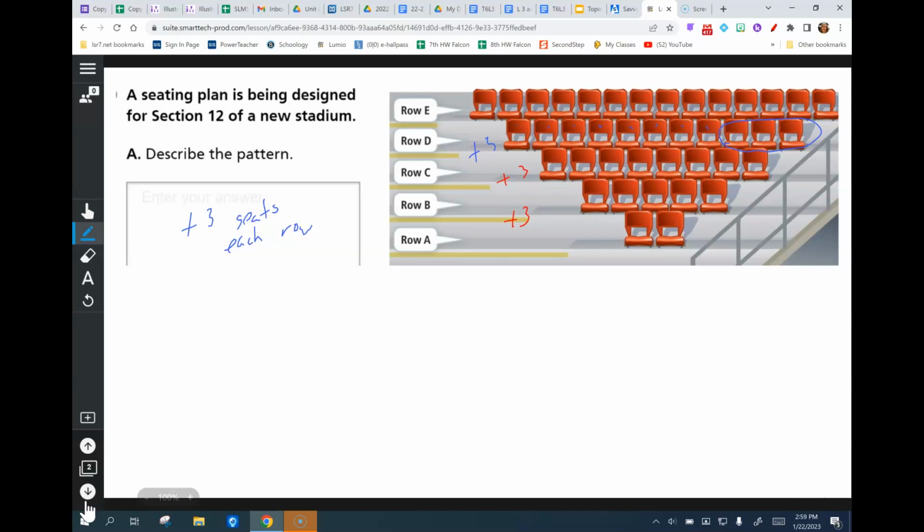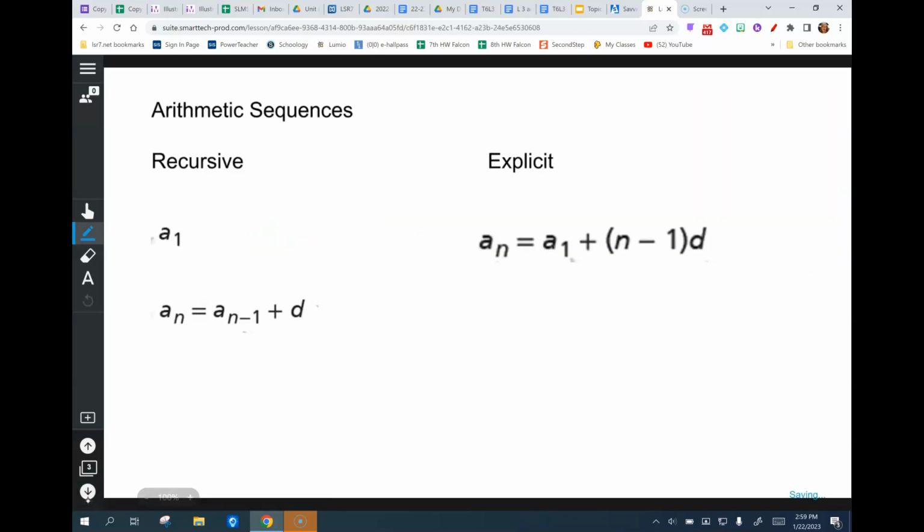Think back to topic 3, when we talked about arithmetic sequences. In arithmetic sequences, we have a recursive formula where it's based off a sub 1, which is the first term, and then a sub n is a sub n minus 1 plus d. Every single time we add that common difference. And remember, a sub n minus 1 just means the previous term. So what was the term before it? And then you just add the difference every time.